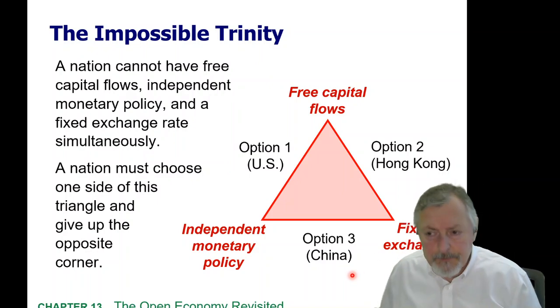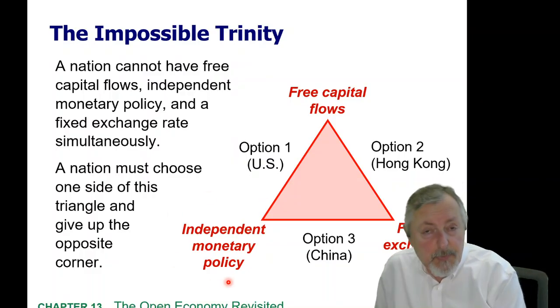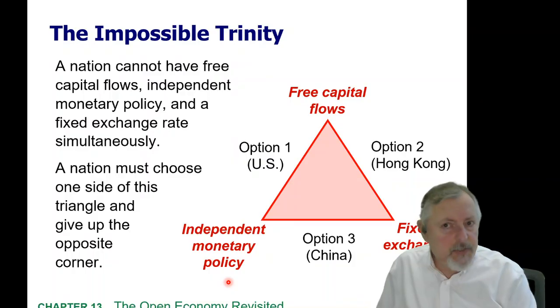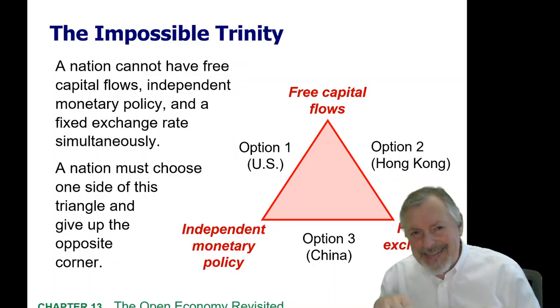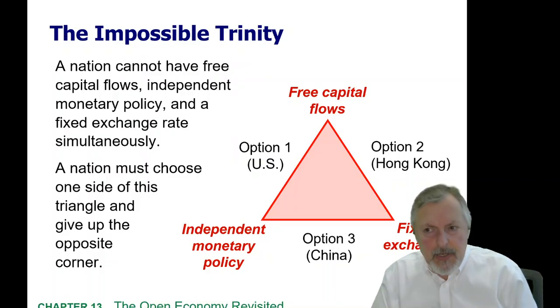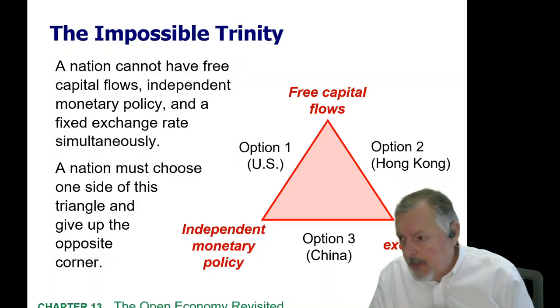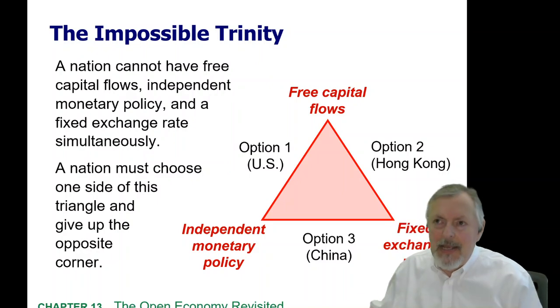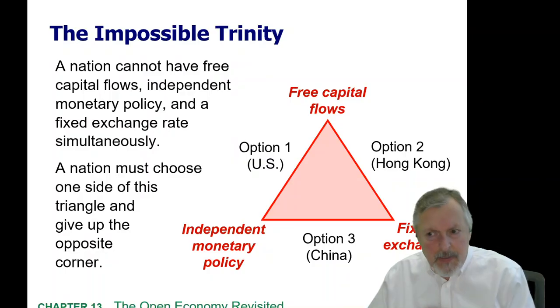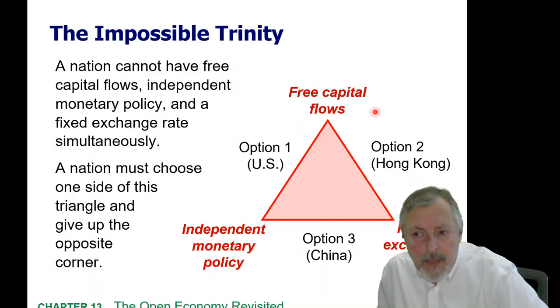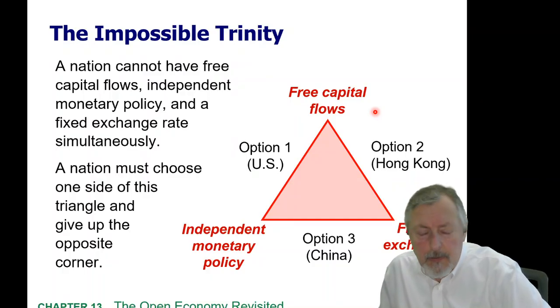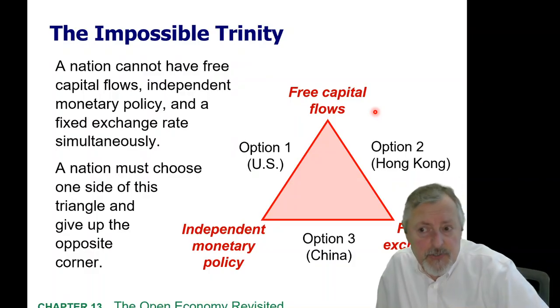Third option, mainland China. They do have an independent monetary policy. The People's Bank of China decides what the money supply will be. And they have, to some degree, again, it's in this weird gray area, but at least to some degree, a fixed exchange rate. They actually let it float, but only within a narrow window. If it starts to get outside that window, they intervene. What they give up is free flows of capital. If you have an investment in mainland China, you may or may not be able to take your money out of the country. If you are a wealthy person in mainland China, you will have a great deal of difficulty getting your wealth out.